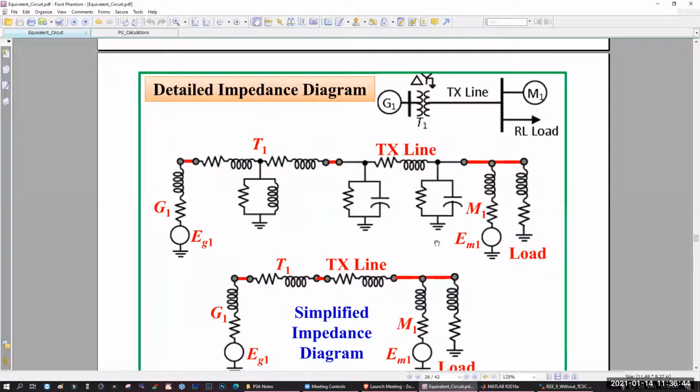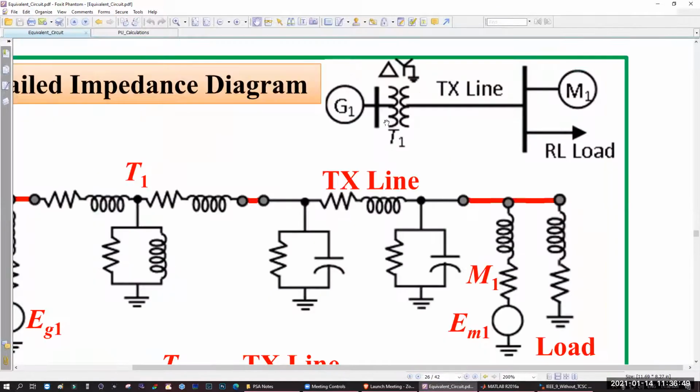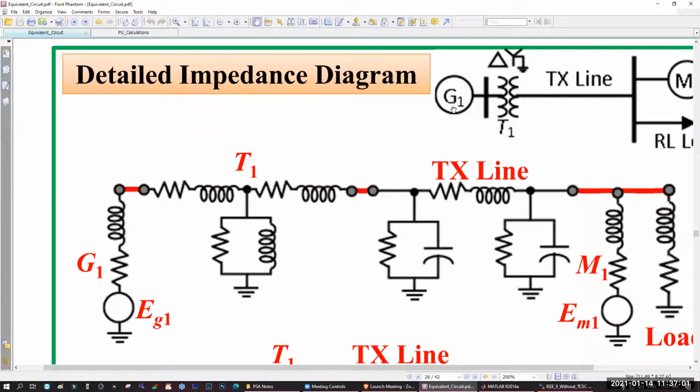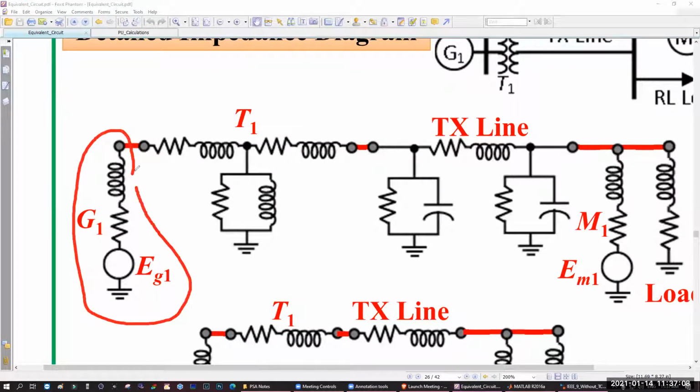Detailed impedance diagram. Let's do an example. This one is a very simple example. Two bus system. You have one generator, then you have a transformer. This one is a delta Y transformer. You have a transmission line, you have a motor, and you have a load, right? For generator, you have to use what? You have to use these, right? Remember, generator, resistance, reactance, and EG1, okay?